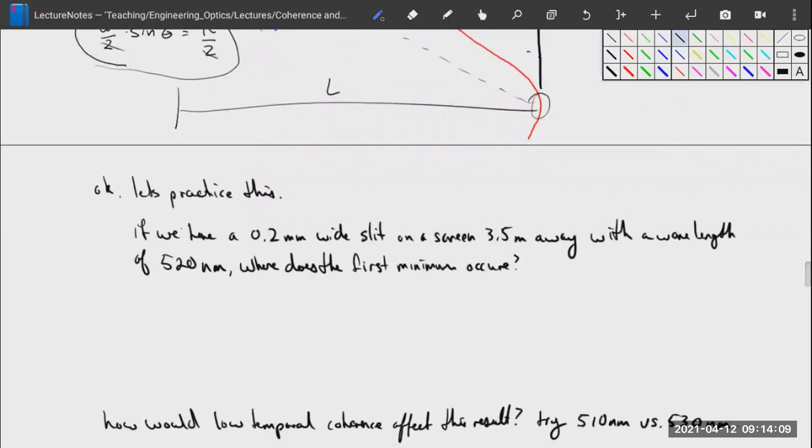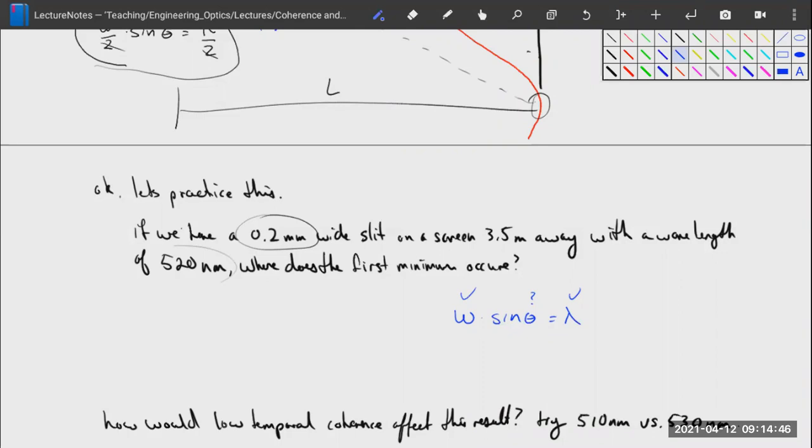If we have a 0.2 millimeter wide slit, so this is about twice the width of your hair, shining onto a screen 3.5 meters away with a wavelength of 520 nanometers of green light, where does the first minimum occur? Well, we can just apply our formula where W, the width of our slit, times sine of theta is equal to lambda. We know lambda, we know W, and we want to know where the first minimum is. And so that will be solving for theta.